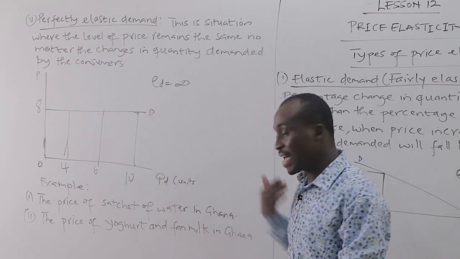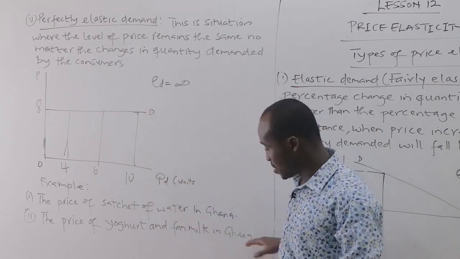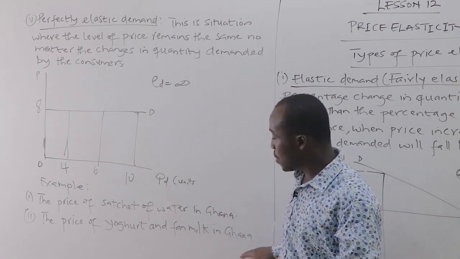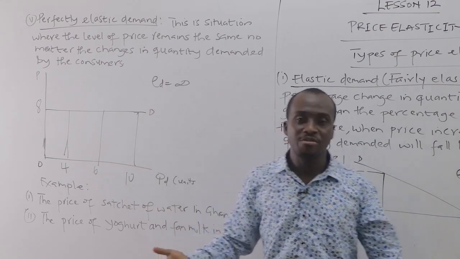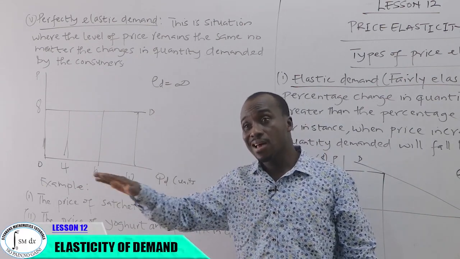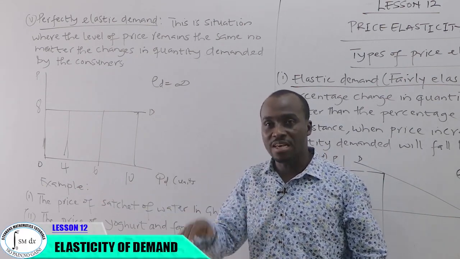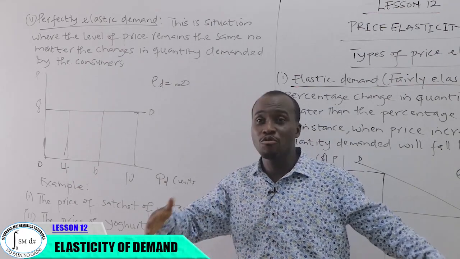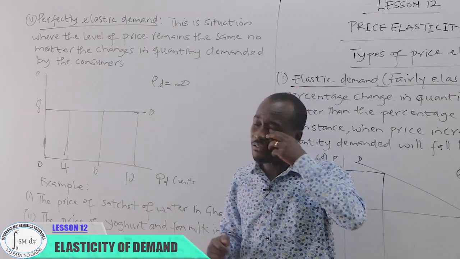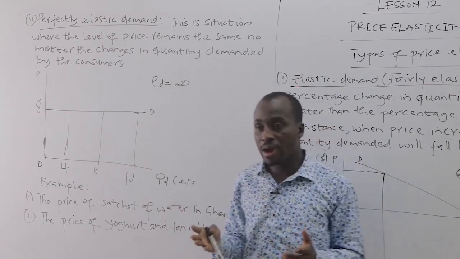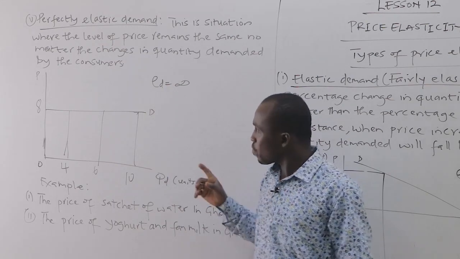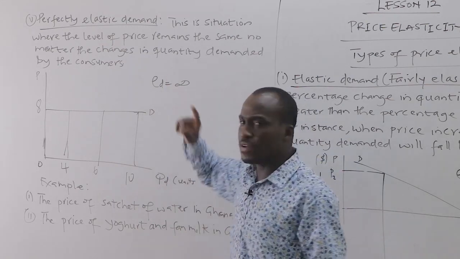In Ghana we also have yogurt and farm milk. I don't know what they have in Senegal or Ivory Coast or the Caribbean, wherever you are listening from. The price of yogurt, which is like ice cream we use in Ghana, has remained almost the same, 1 cedi to 2 cedis, for so many years, about 7 to 8 years, until recently when they changed it. So there are few commodities that behave that way. It's only a few commodities. And the elasticity here is equal to infinity.